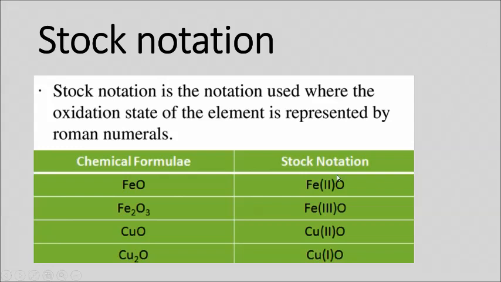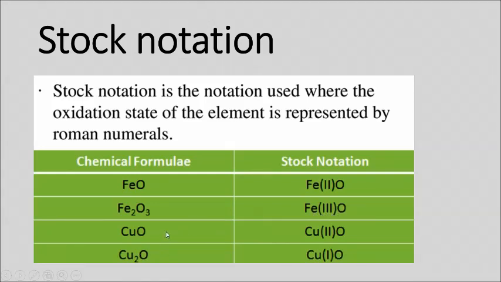So how can we write the Stock notation? Fe, and in the parenthesis we write the Roman numeral II. This represents the iron is in plus 2 oxidation state. In the same way, Fe2O3, the iron is in third oxidation state or plus 3 oxidation state. By seeing the formula we can understand: Fe, parenthesis, Roman numeral III is written. That means it has a plus 3 oxidation state.